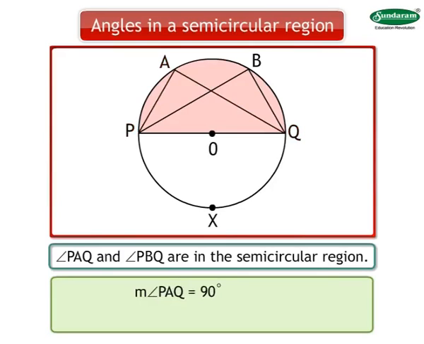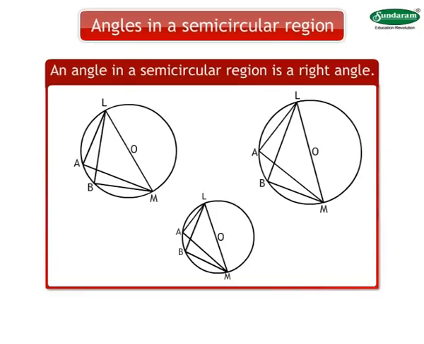Similarly, measure angle PBQ. We will find that measure of angle PAQ is equal to measure of angle PBQ, that is 90 degrees. It means that an angle in a semicircular region is a right angle. We can verify this property in circles of different radii.